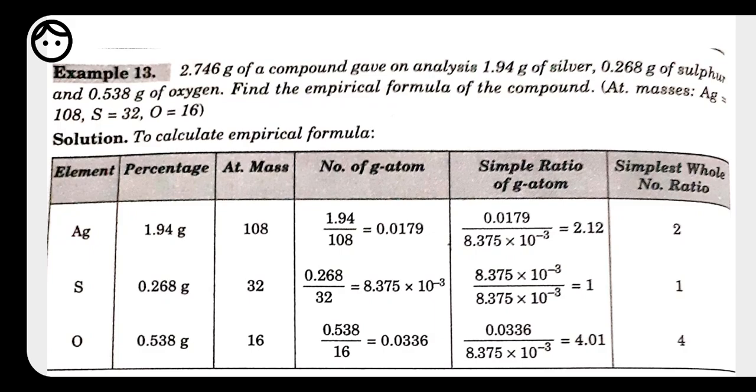0.0336. Okay, again to get the simple whole number ratio, here we have to divide all the numbers with the number which is the lowest number. So here the lowest number is what? It is 8.375 into 10 to the power minus 3. It is the lowest number in all the three. So we have to divide all the three numbers with 8.375. So on dividing, for the first one we got 2.12, for second we got 1, for third we got 4.01.